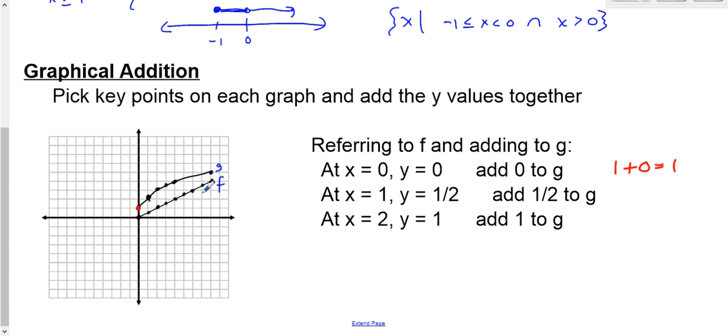If I look at the f function at x equals 1, I'm at 1/2. So I'm going to go up to the g function, which is at 2, and I'm going to add 1/2. That means I need a point at 1 and 2.5. So 2.5.